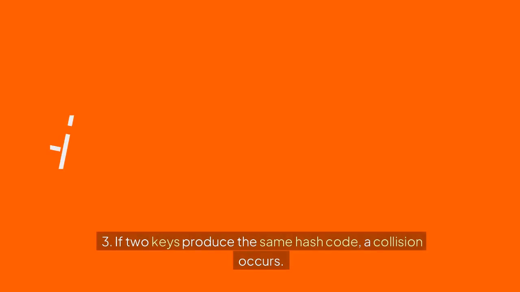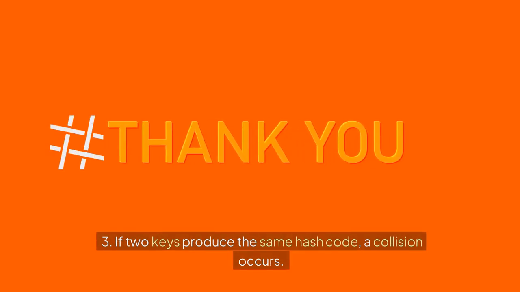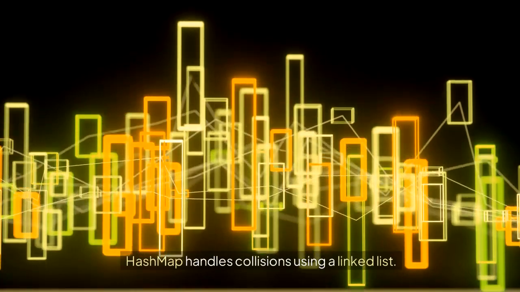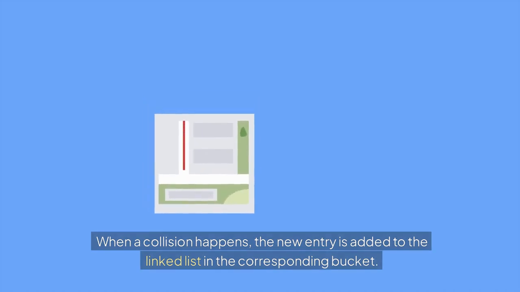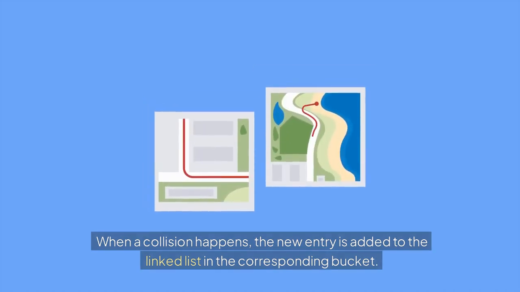3. If two keys produce the same hash code, a collision occurs. HashMap handles collisions using a linked list. When a collision happens, the new entry is added to the linked list in the corresponding bucket.